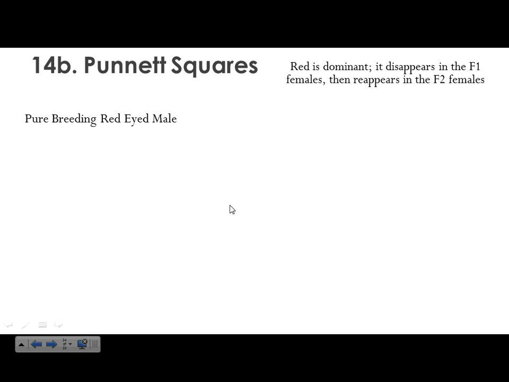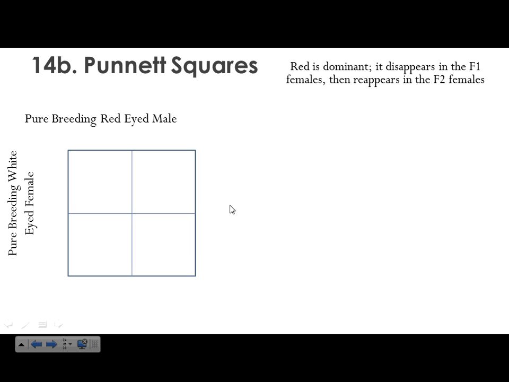So for the parent generation, we took a pure breeding red-eyed male and a pure breeding white-eyed female and we crossed them. So the pure breeding red-eyed male: his sex chromosomes are X and Y and his eyes are red, so that's big R on the X chromosome. The female was pure breeding white-eyed, so her sex chromosomes are X and X, and she's pure breeding white, which means little r, little r.